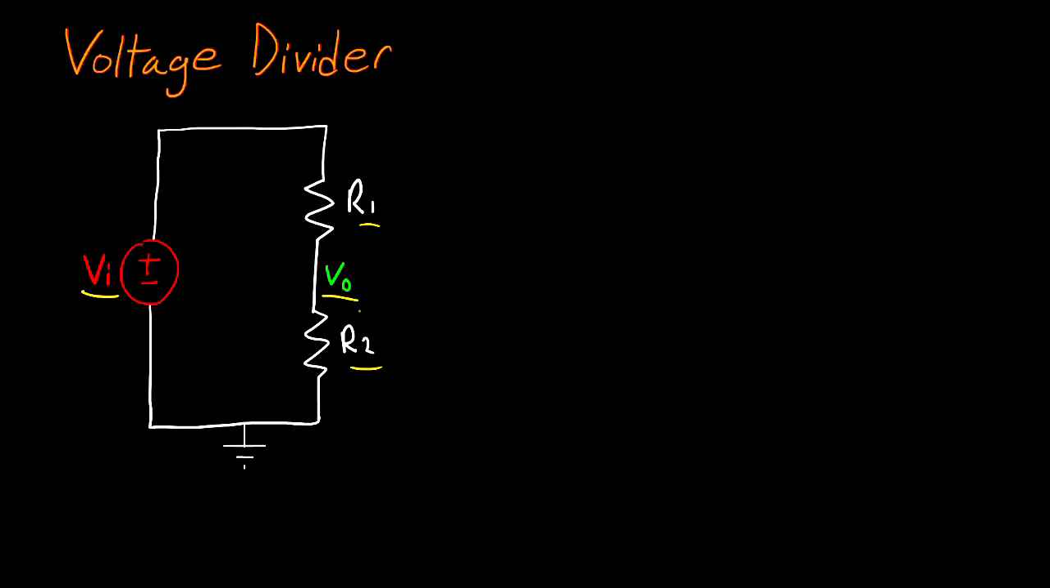R2, and VI. And the reason we do this is because this circuit is something that shows up a lot in electrical engineering. And it saves time to know how VO relates to R1, R2, and VI. So let's begin by deriving that relationship.